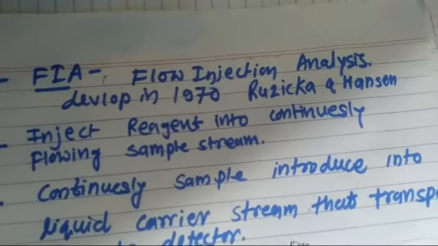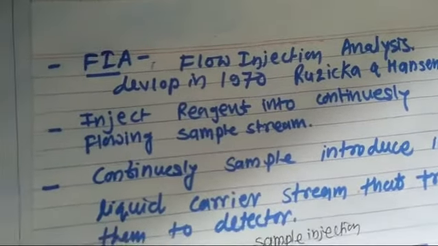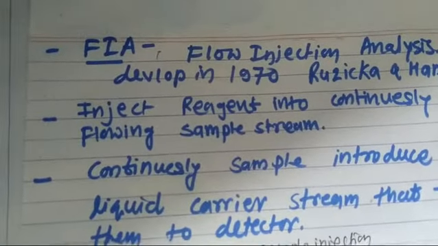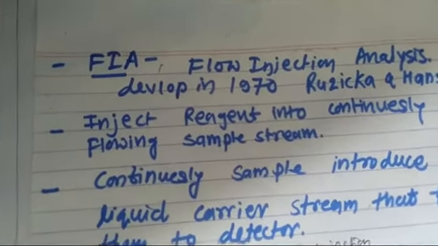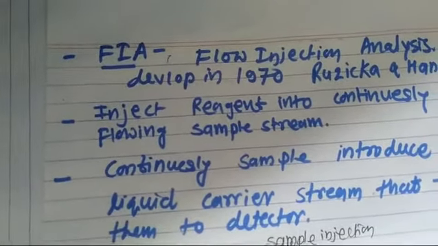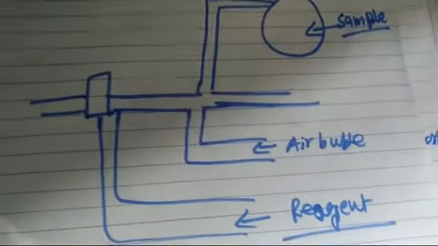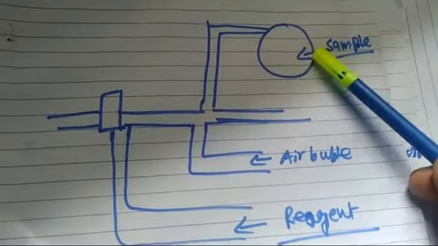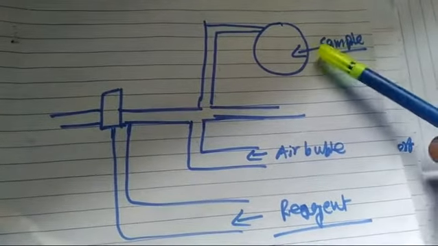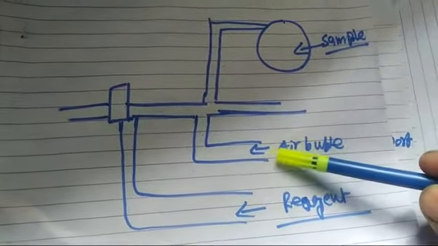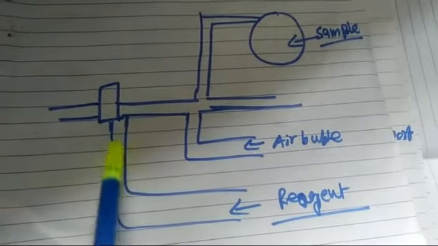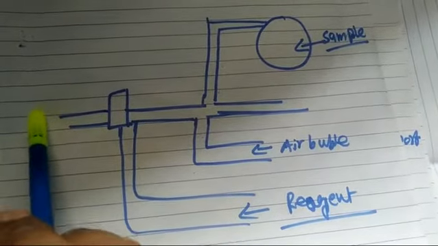So before flow injection analysis, there was the segmented flow system. This is the segmented flow system. In this system, here we place the sample, here the air bubble and reagent. The reagent flows continuously. Here is the detector.